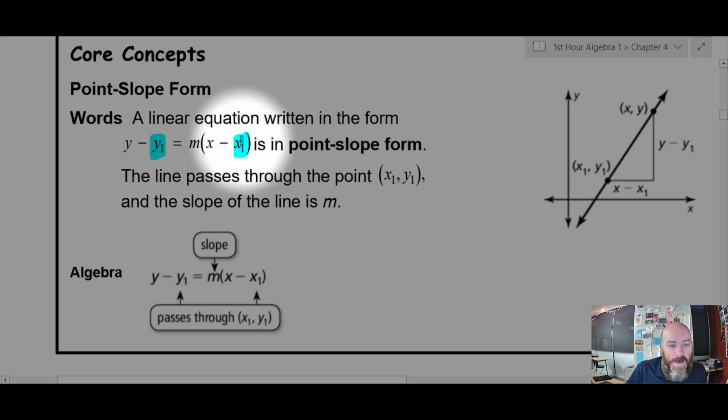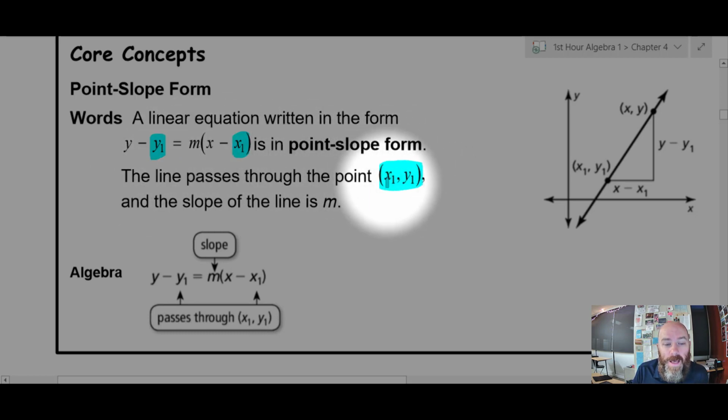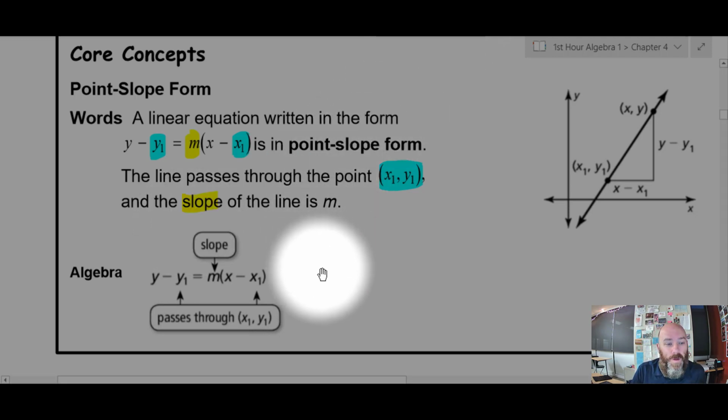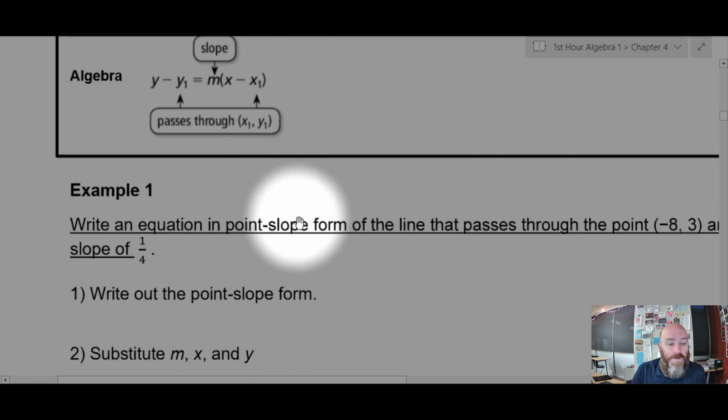The two things I just highlighted here, the y1 and the x1, are going to be points from any ordered pair on a line. And then we also need to know our m, which is our slope. So in every problem we have to find any point. That means it doesn't have to be an intercept this time, a y-intercept. And then we have to know the slope. From there we can write the equation of a line. So let's go ahead and do some examples.